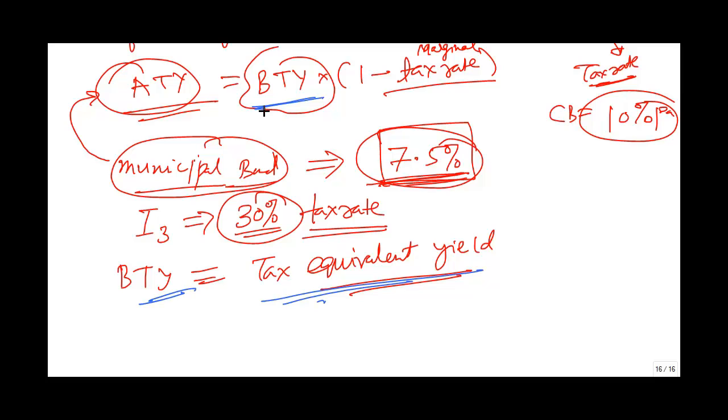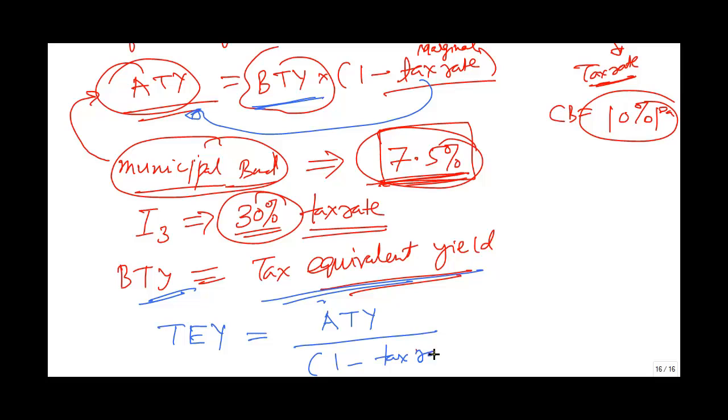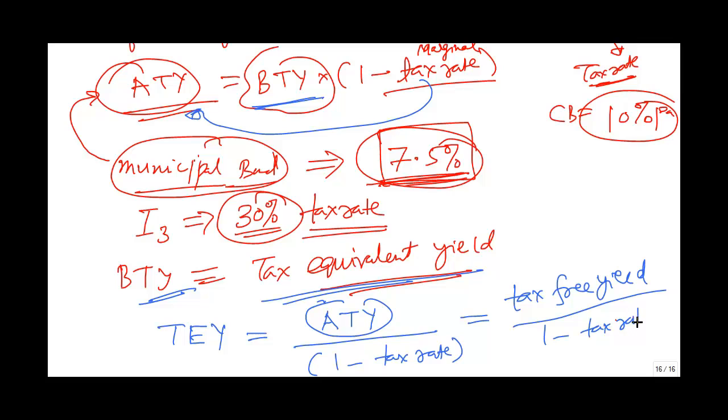So what we can write is, your tax equivalent yield will be equal to your after tax yield divided by 1 minus your tax rate. This after tax yield can also be written as tax free yield. So your tax equivalent yield is the tax free yield divided by 1 minus the tax rate.